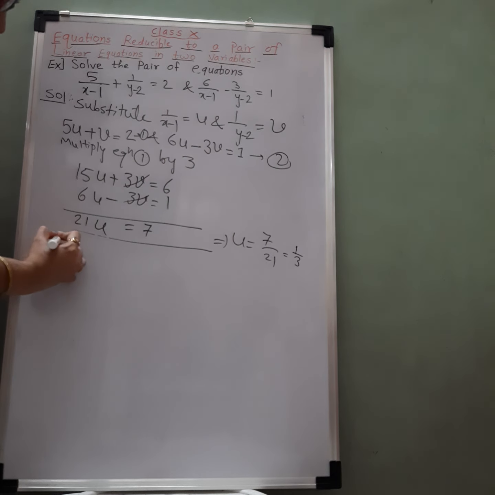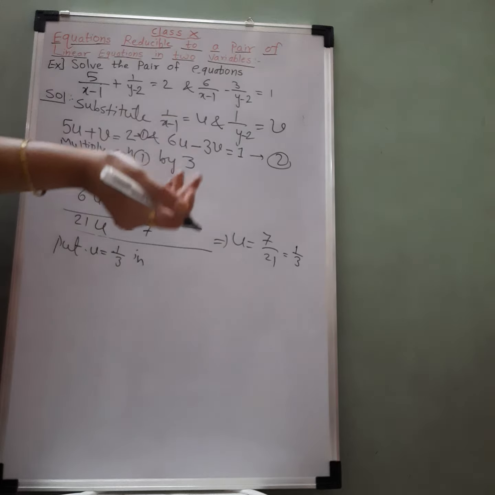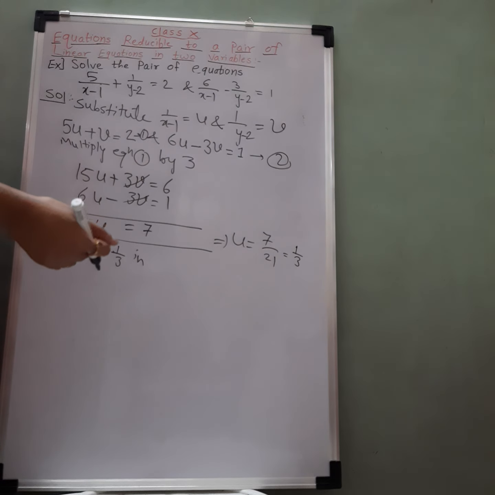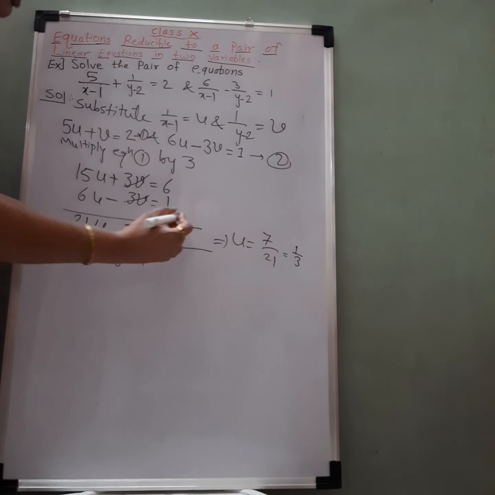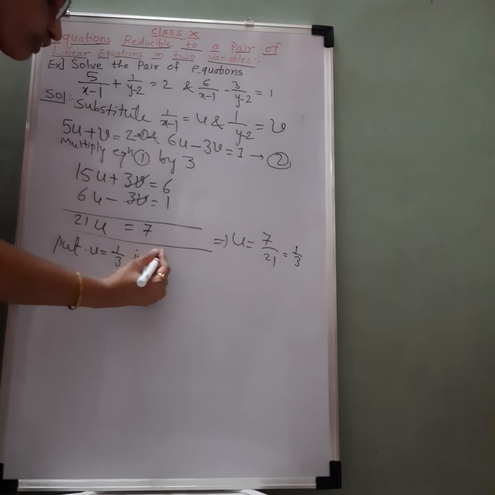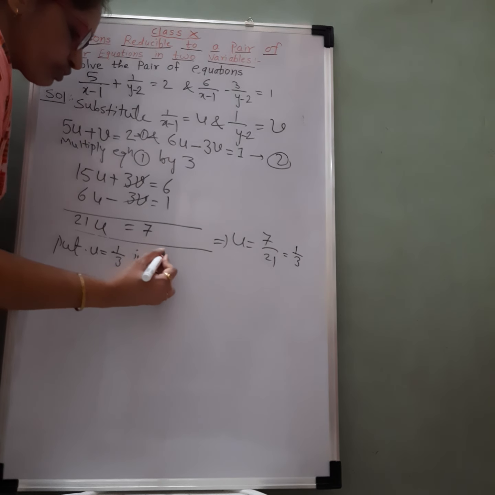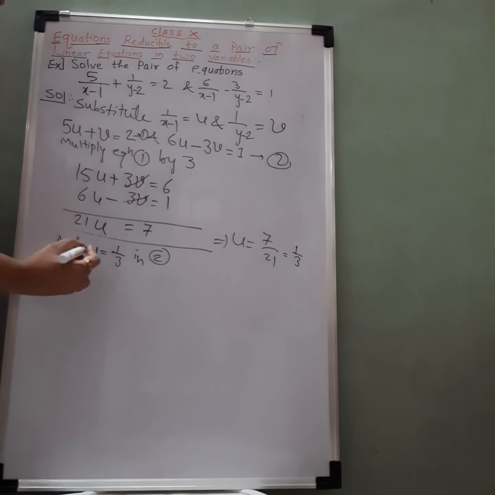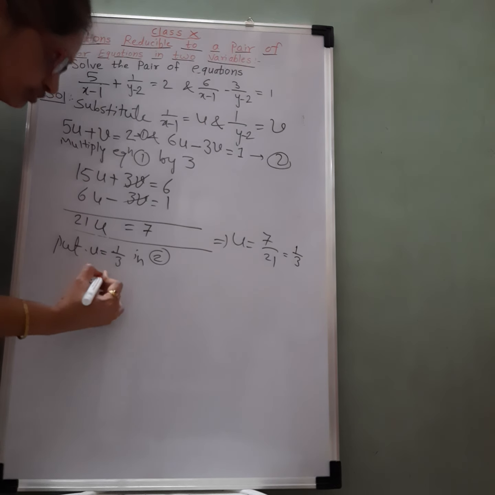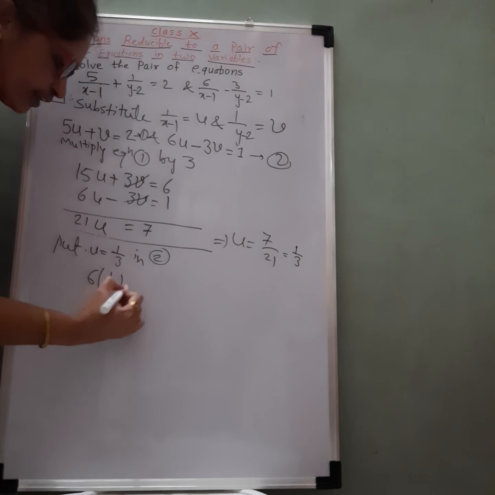Now put u is equal to 1 upon 3 in any one of the given equations, 1 or 2. Put u is equal to 1 upon 3 in equation 2. So you will get 6 into 1 upon 3 minus 3v is equal to 1.